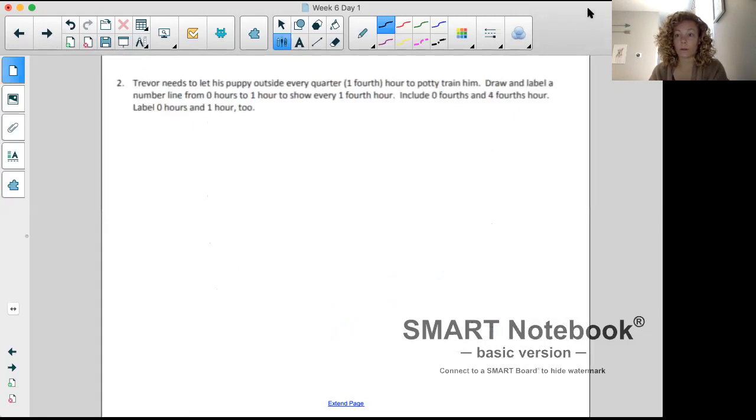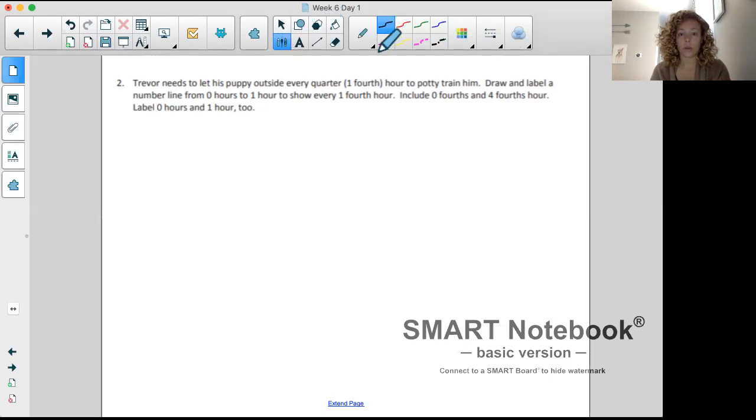We have a word problem. Okay. Trevor needs to let his puppy outside every quarter or 1/4 hour to potty train him. Draw and label a number line from 0 to 1 hour to show every 1/4 hour. Include 0/4 and 4/4 hours. Label 0/4 and 1/4 hours too.